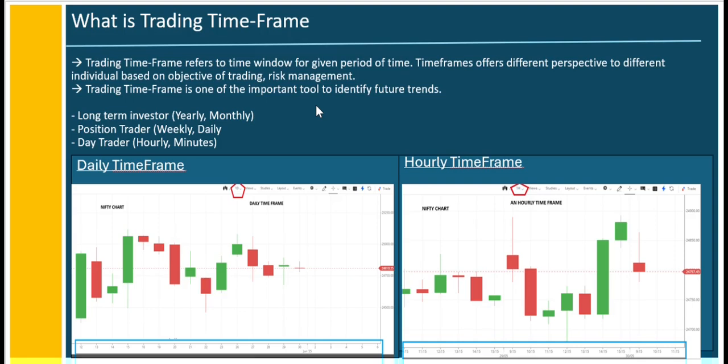Over here, I've selected my daily time frame, indicated as D, and you will see every candlestick is showing the price movement for that particular day. So every candlestick represents a daily time frame for that particular Nifty chart. On the right side is the hourly time frame. This is a chart where I'm showing an hourly from 9:15 to 10:15. Every candlestick is representing how the Nifty chart moved during that particular time frame.